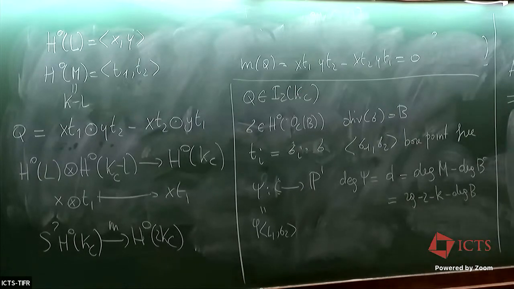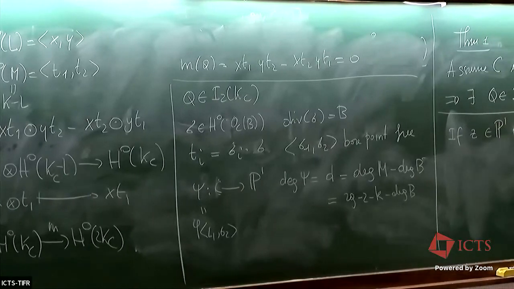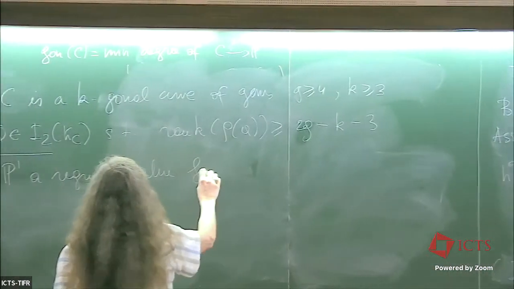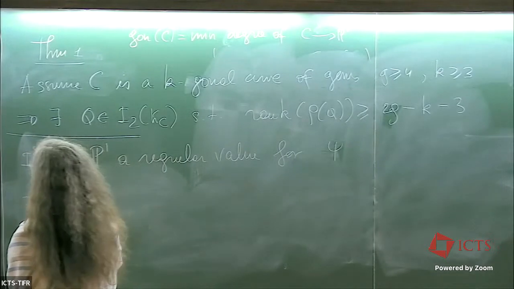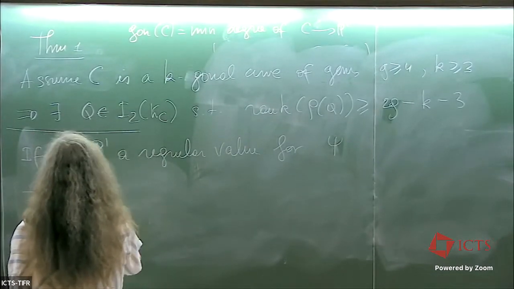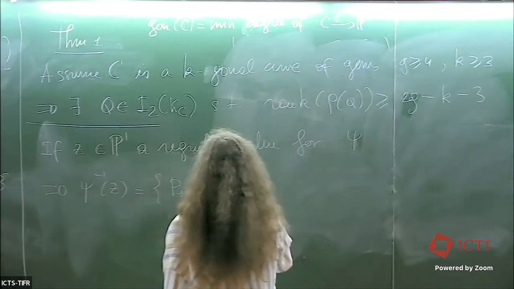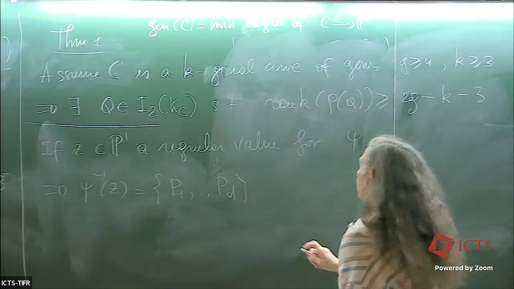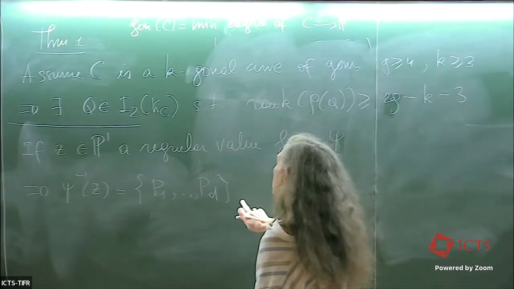Now, one thing that I will not prove is that if we take Z in P1, a regular value for the map psi, then the fiber over Z of psi will be made of D distinct points. And what one can prove, well, maybe after what I said, I can also say why.